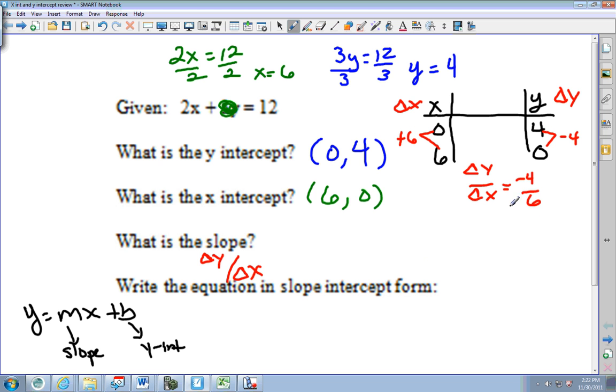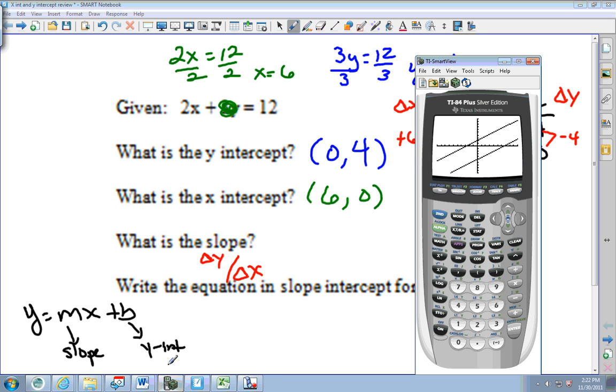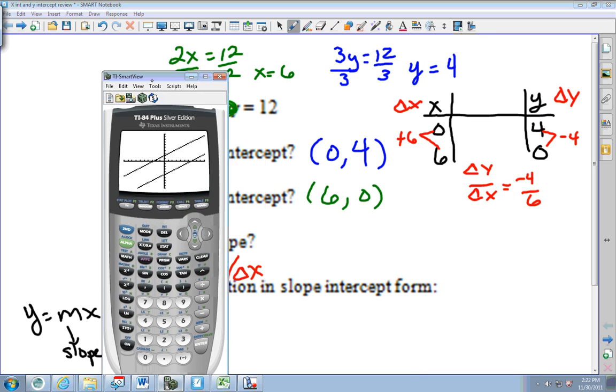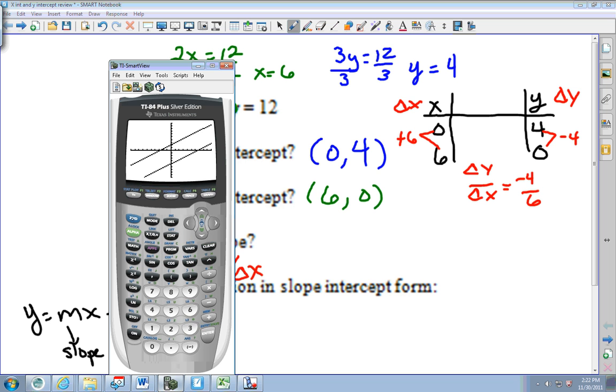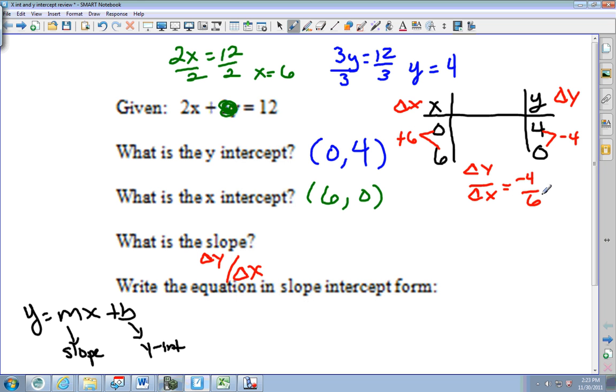Now, if you don't know how to reduce that, let me see if I can move this over here. I'm going to go into my home screen, and we're going to put in there, as soon as I clear it out, there we go, negative 4, divide 6, and press math, enter, enter. It reduces it for me. It's negative 2/3. So I have negative 2/3 is my slope.